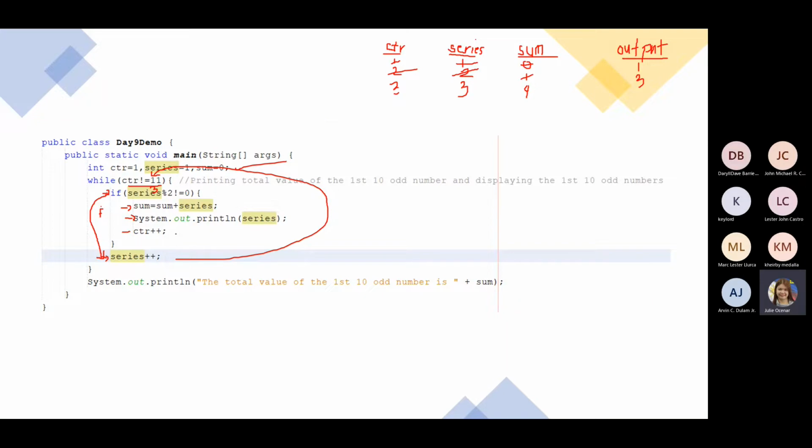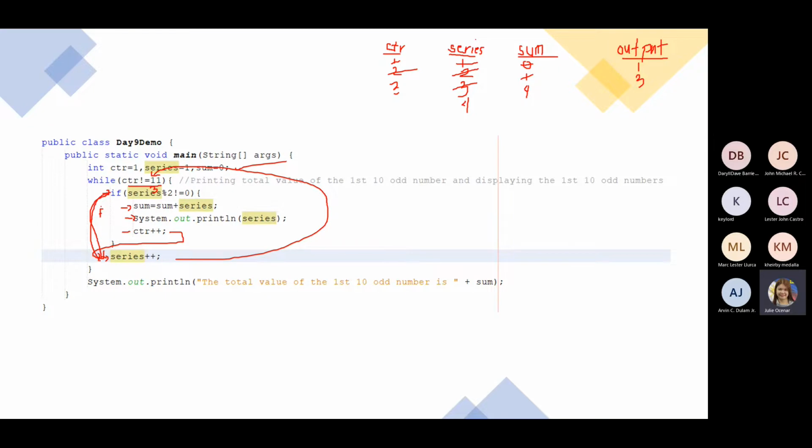Okay, and then after here, series will be 4. Crush out. Then go back to the condition. Counter not equal to 11? Okay, still true. Then pasok kay series, false na to.